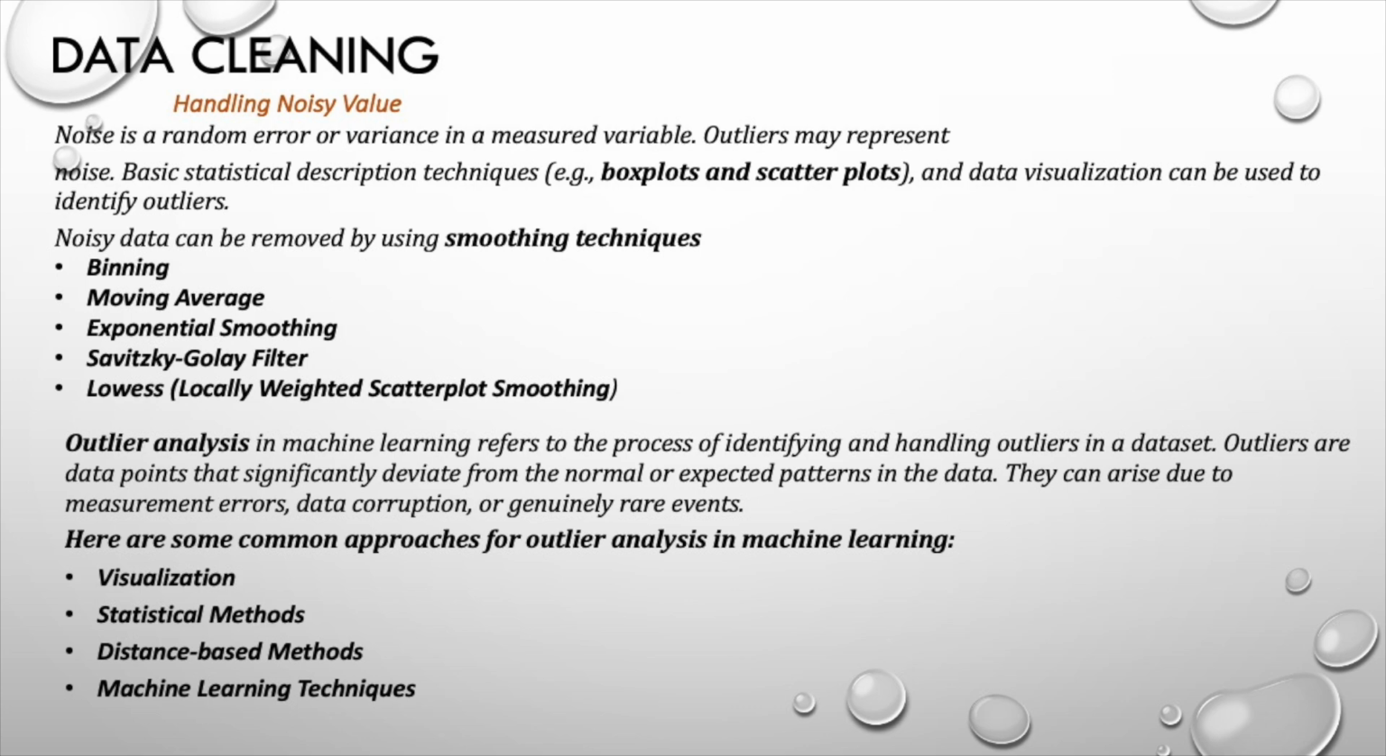Here are some common approaches for outlier analysis in machine learning. Visualization. Plotting the data can be a useful first step in identifying outliers. Box plots, scatter plots, histograms, or density plots can reveal any data points that are far away from the majority of the data. Visual inspection can help detect extreme values or unusual patterns.